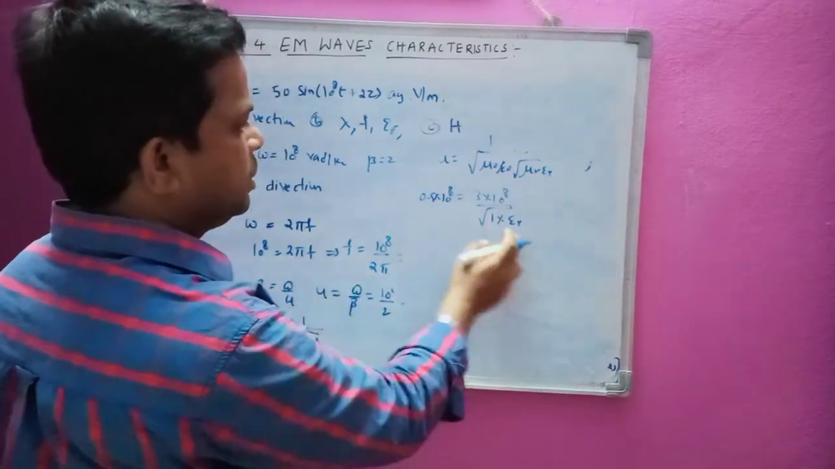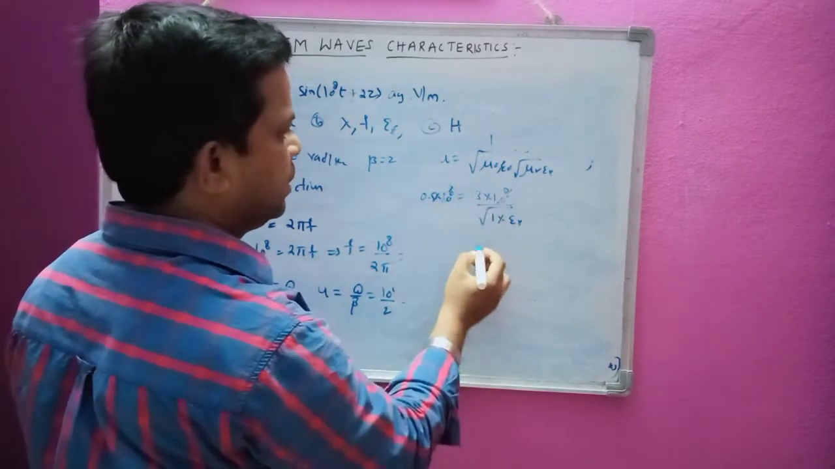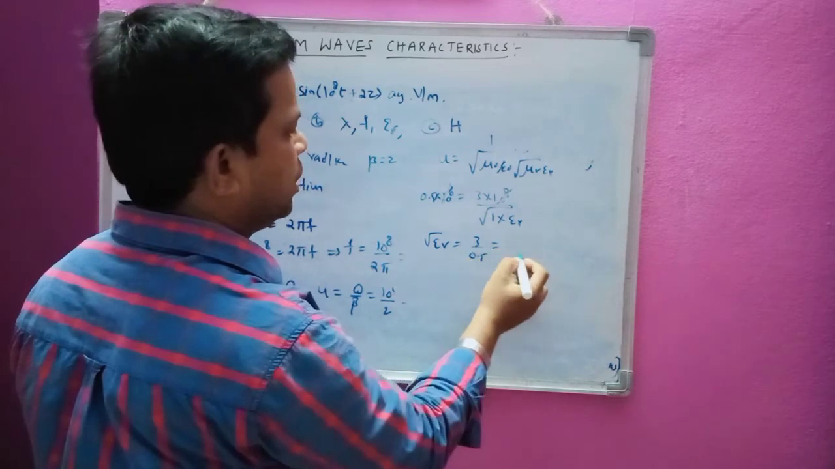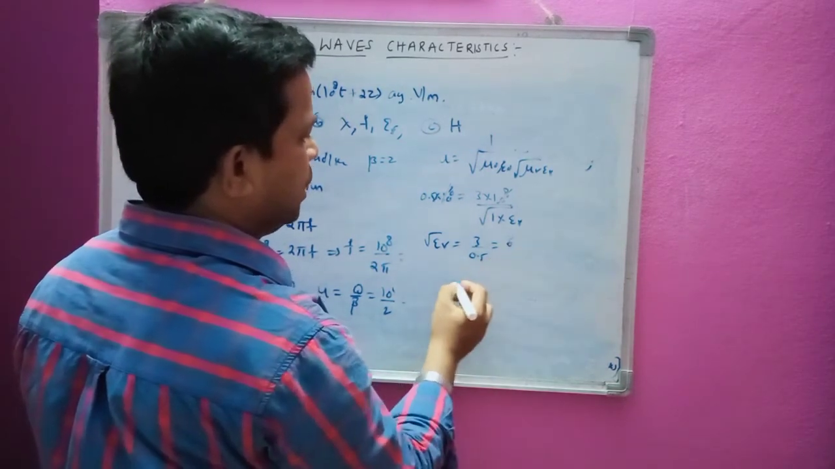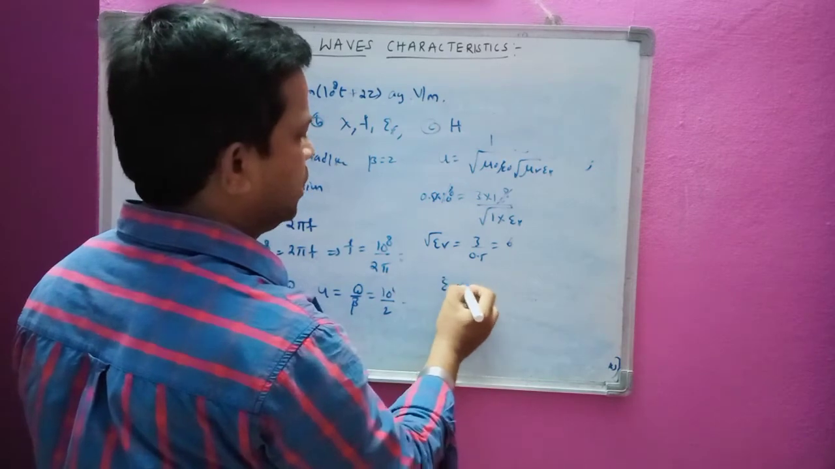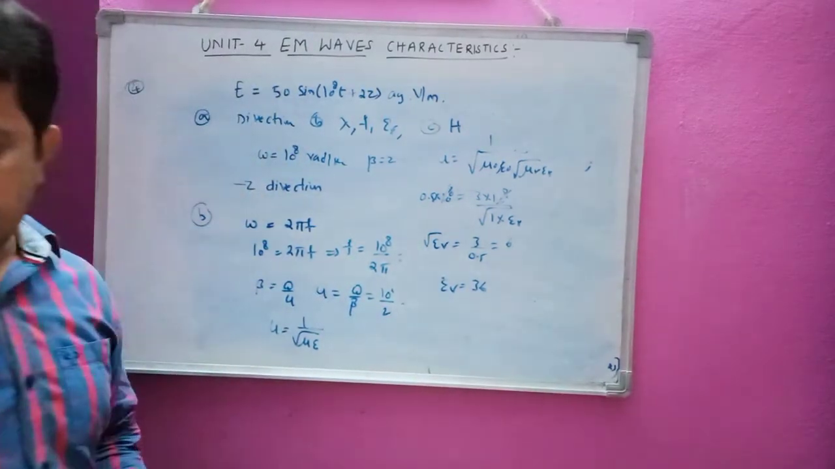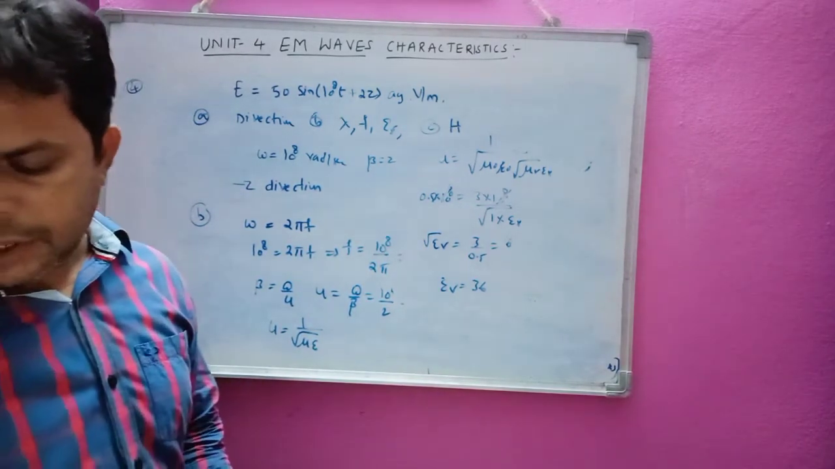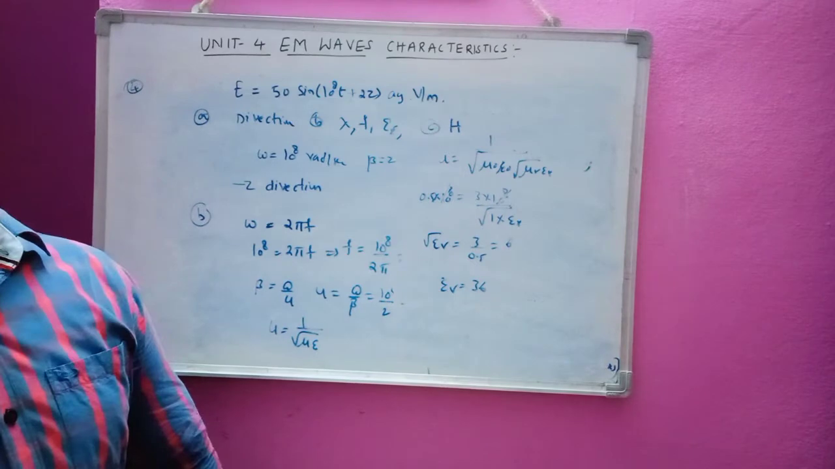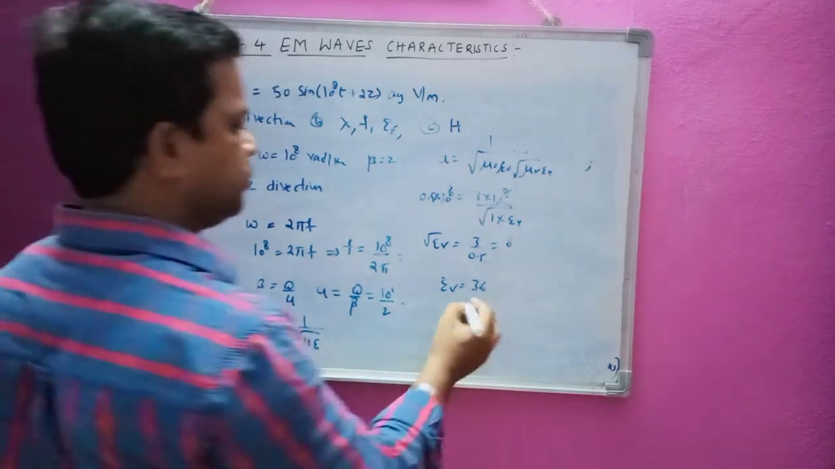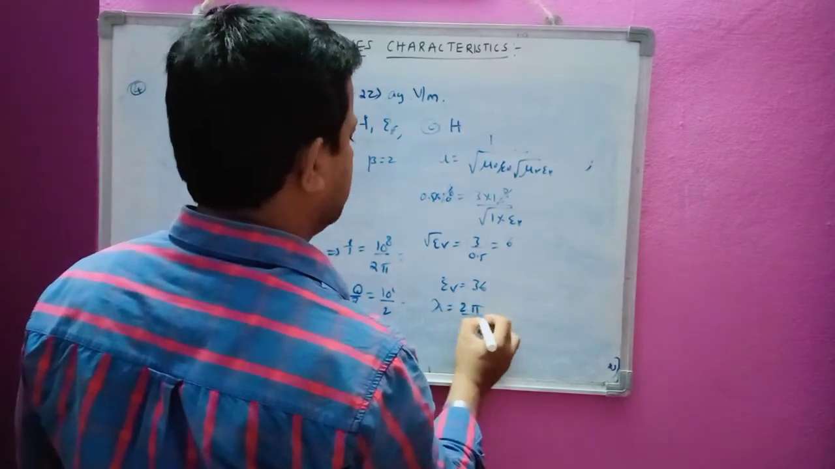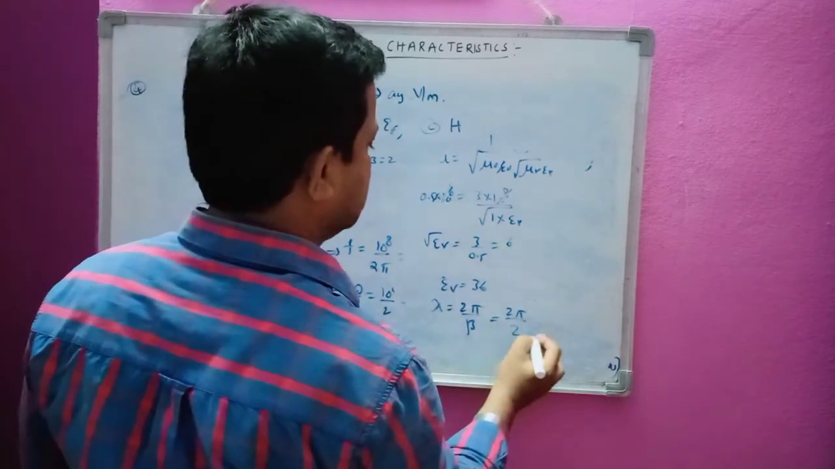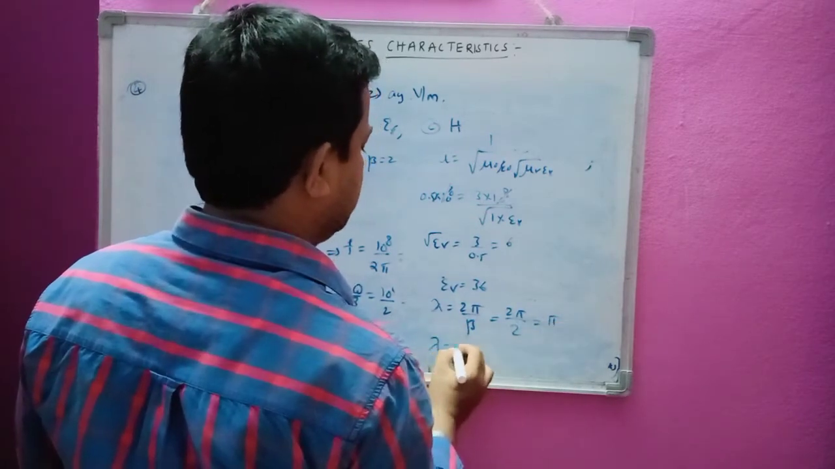If I take these to the right-hand side, this will get cancelled, and root of epsilon r is equal to 3 by 0.5, which is 6. If I square on both sides, I will get 36. So the value of epsilon r is 36. Similarly, now I can calculate the value of lambda. We know that lambda is equal to 2 pi by beta. Here beta is given as 2, so it is equal to pi, that is 3.14 meters.